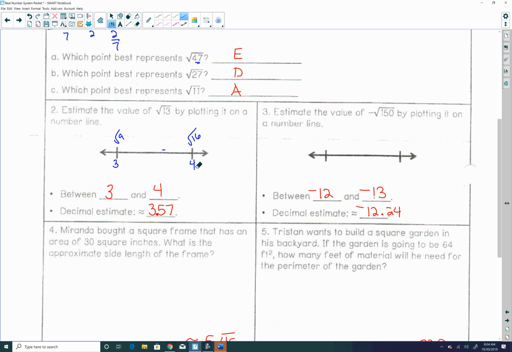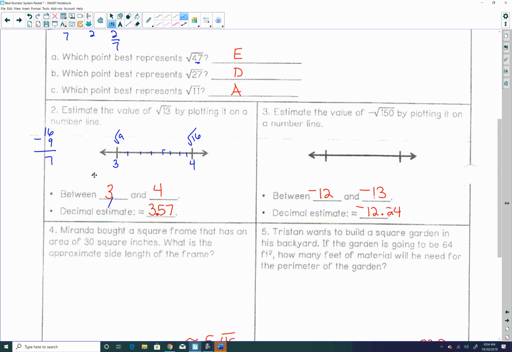When we're doing our differences, when I'm taking 16 and subtracting 9 and getting 7, that means there's 7 spots. 3, 4, 5, 6, 7 on the number line somewhere between 3 and 4. Now they should be evenly placed. I just kind of was winging it here. And where would the square root of 13 fall?